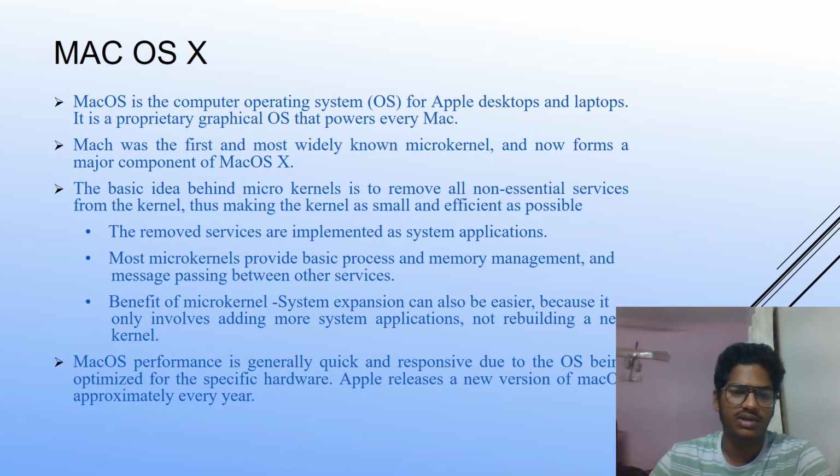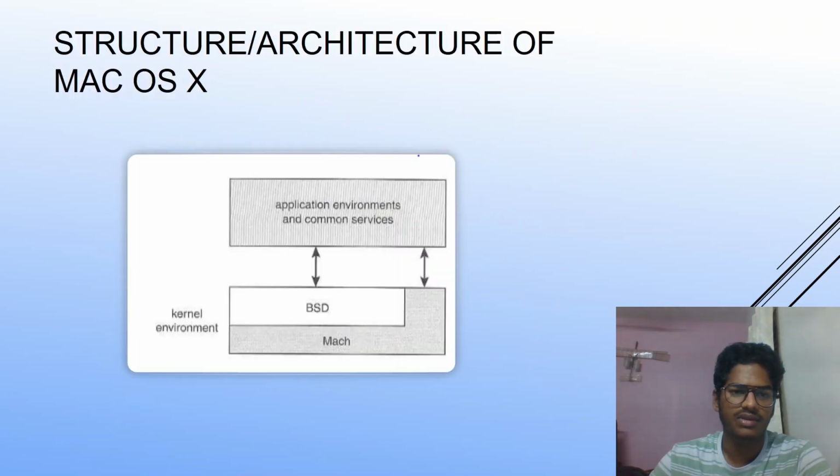Benefits of microkernel. System expansion can also be easier because it only involves adding more system applications, not rebuilding a new kernel. Mac OS performance is generally quick and responsive due to the OS being optimized for the specific hardware. Apple releases a new version of Mac OS approximately every year. The structure or the architecture of the Mac OS is shown in this diagram. The application environments and common services are interlinked with the BSD and the Mach, which is of the kernel environment. BSD stands for Berkeley Standard Distribution.